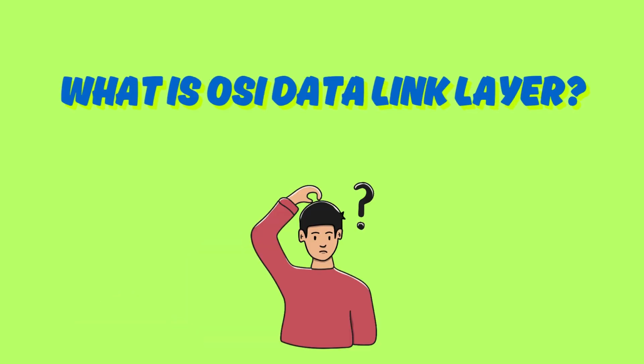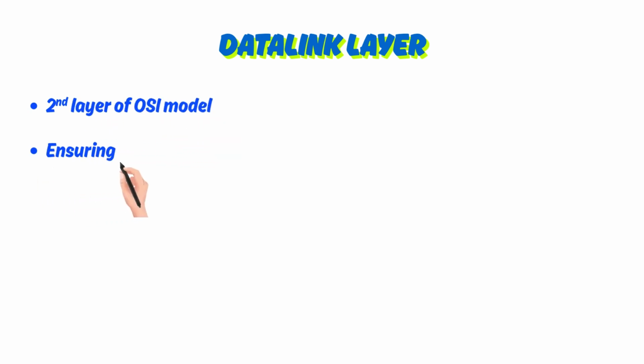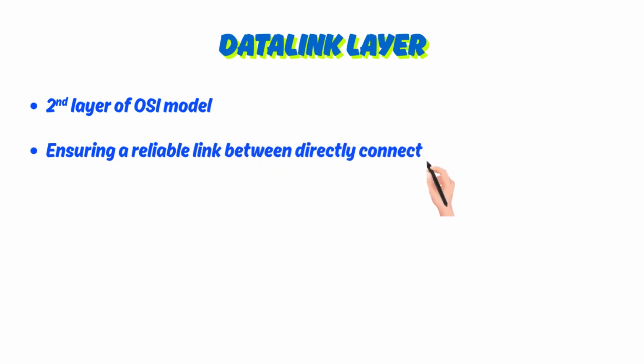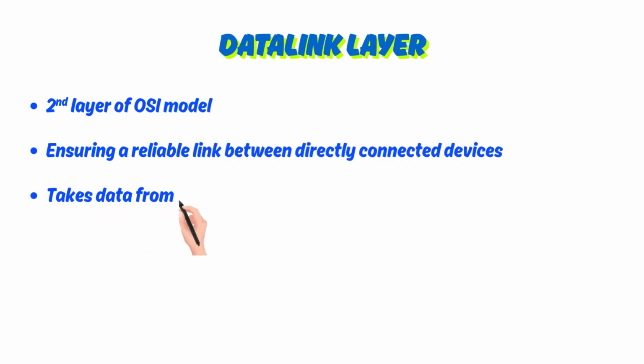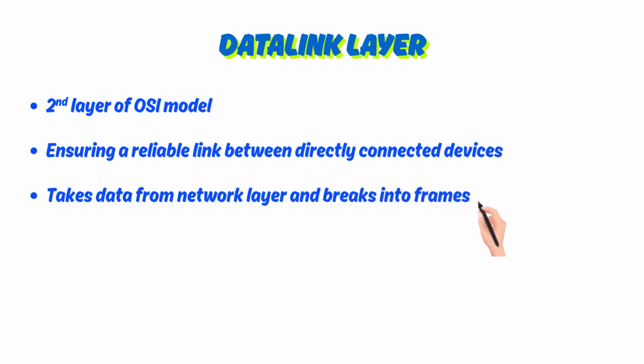The next layer of OSI model is data link layer. The data link layer is the second layer of OSI model. It is responsible for ensuring a reliable link between two directly connected devices. It takes data from the network layer, breaks it into frames, adds physical address, and handles error checking before passing it to the physical layer. It ensures that the message arrives intact at the next hop.